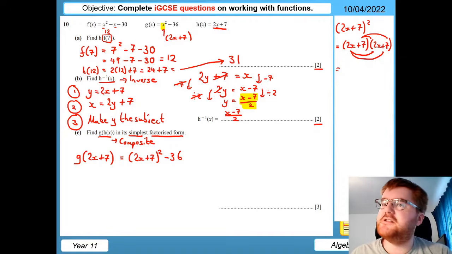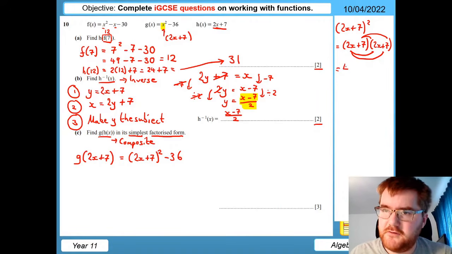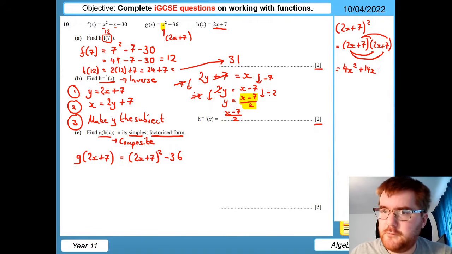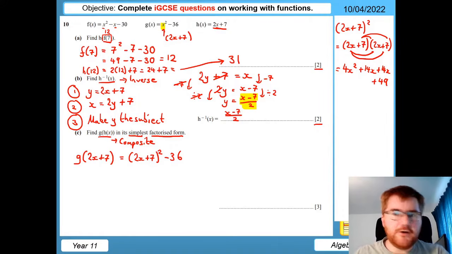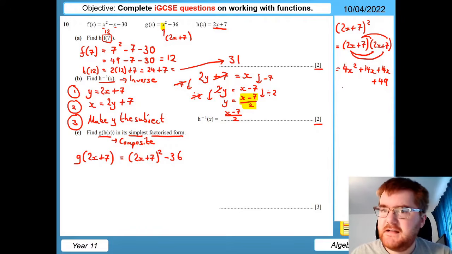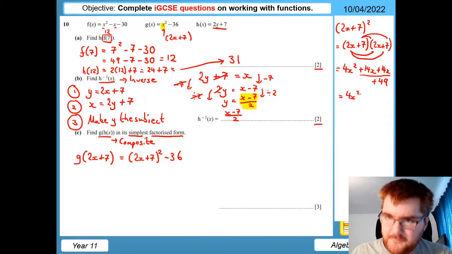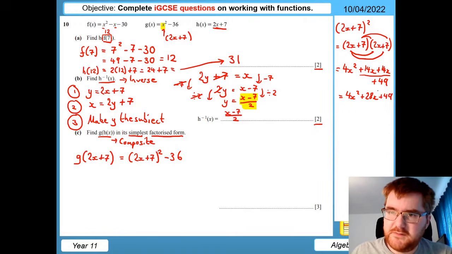So let's do this. So 2x times 2x, that's equal to 4x squared. 2x times 7 is equal to 14x. 2x times 7 in the middle is equal to 14x as well. And then finally 7 times 7, that's equal to 49. And before I copy this across to down here, let's just collect the like terms. So we have 4x squared, we leave that alone. 14x plus 14x is 28x, and then we have the 49 as well.